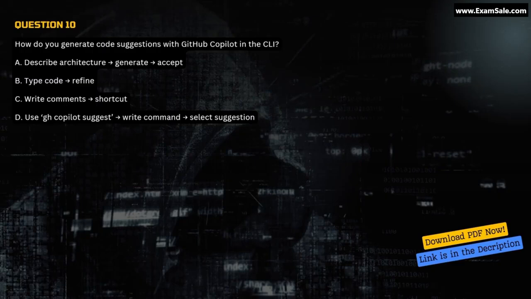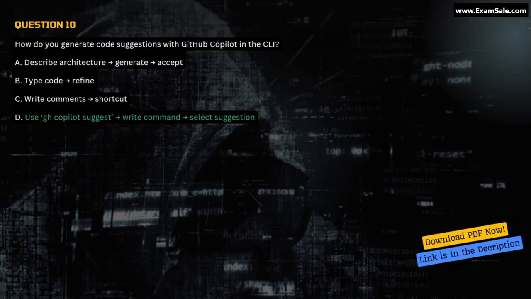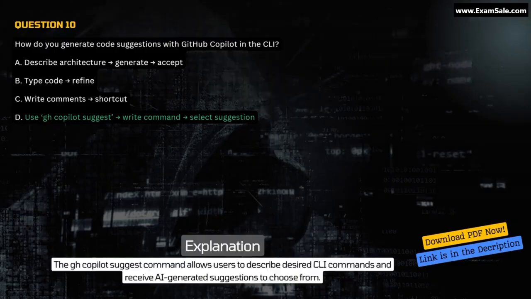A. Describe architecture, generate, accept. B. Type code, refine. C. Write comments, shortcut. D. Use Copilot suggest, write command, select suggestion. Correct answer D. Use Copilot suggest, write command, select suggestion. Explanation. The Copilot suggest command allows users to describe desired CLI commands and receive AI-generated suggestions to choose from.